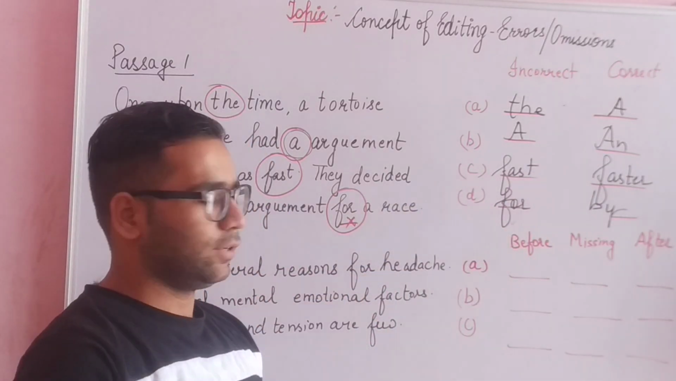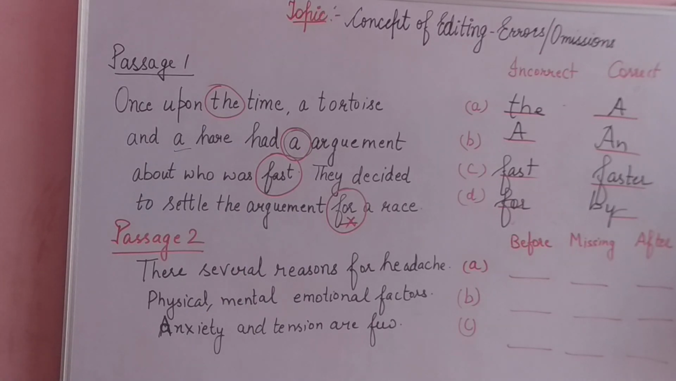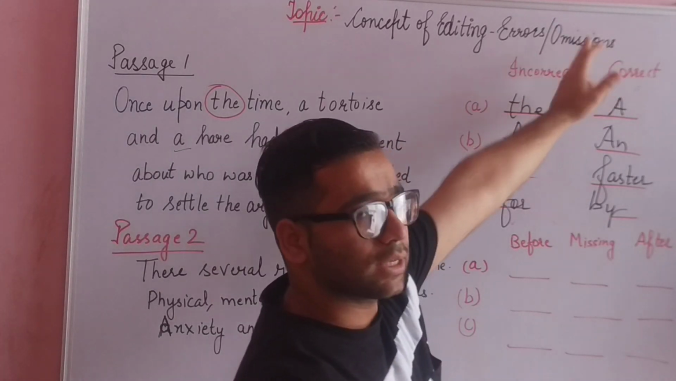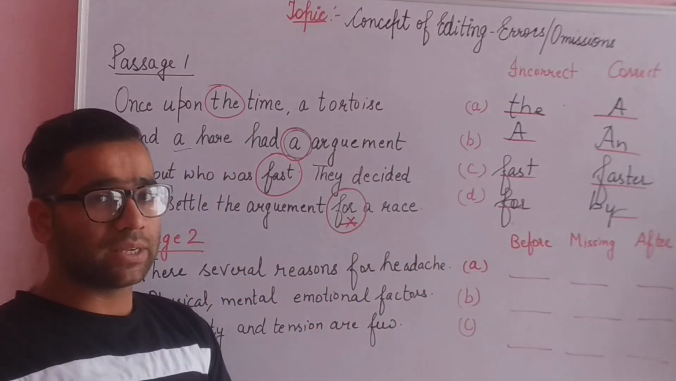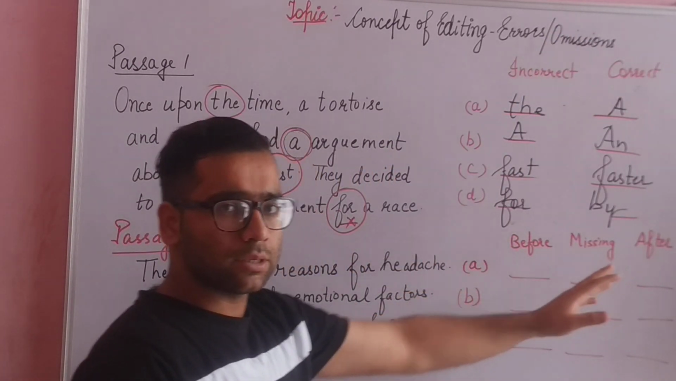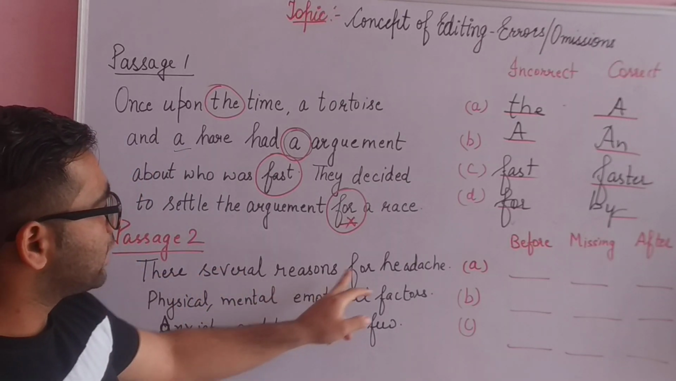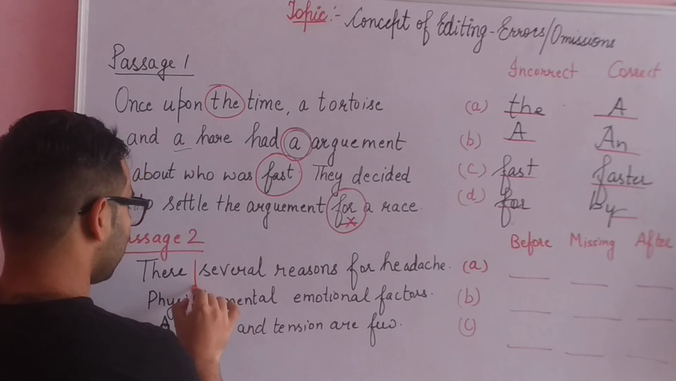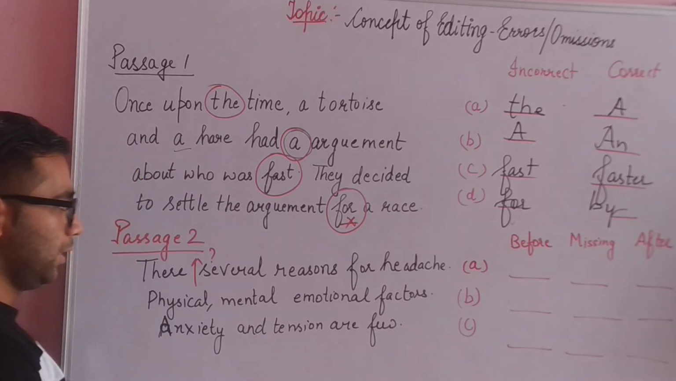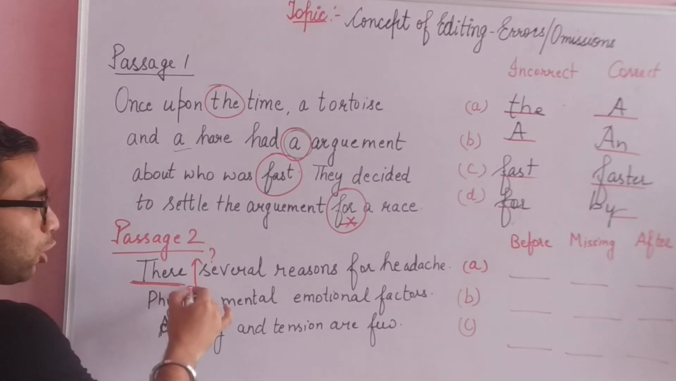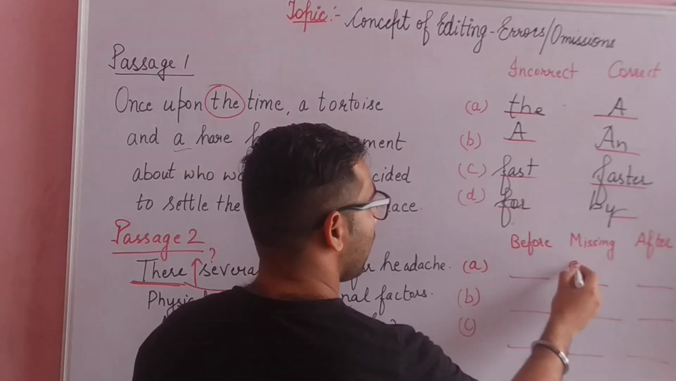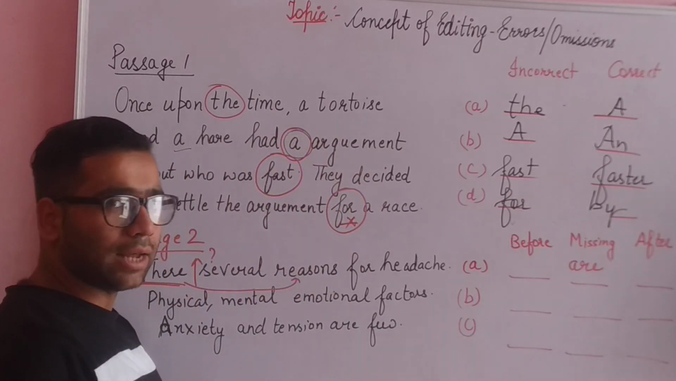That was for explanation. Now coming on to this topic, there is a second passage dealing with the second concept, omissions. I told you in omission there will be something missing. So definitely we need 2-3 columns. There are several reasons for headache. There are several reasons for headache. Did you feel something? Did something strike your mind? Something is missing. There is a kind of thing which depends on the upcoming subject. Reasons are many. So there are. What is missing? R is missing.